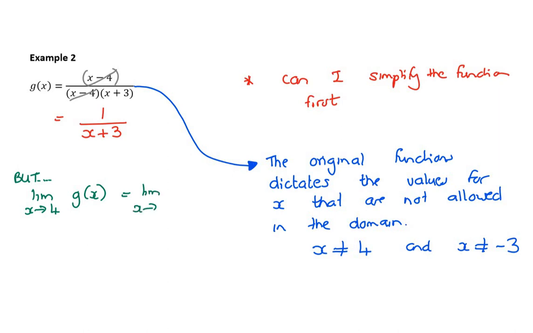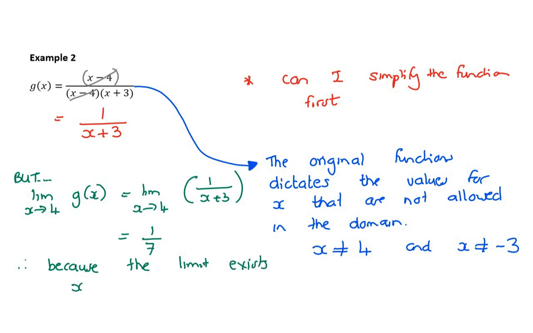Remember, when you're finding limits, you first simplify. So I find the limit of the simplified function, and guess what? You can actually find this limit. This limit is 1 over 7. So therefore, because the limit exists, x equals 4 is a removable discontinuity. These probably should be ringing bells from last year.